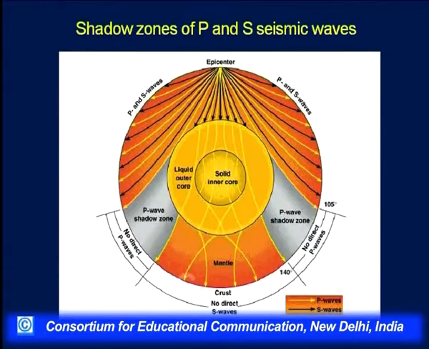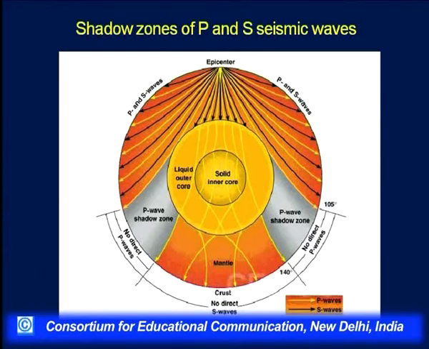So when we look at this diagram, which shows the shadow zones of primary and secondary seismic waves, I can explain here that on the top we can see the epicenter. Epicenter is the point which is located right above the focus of the earthquake waves. From the epicenter, we can see that the waves are moving in all directions, and these are the body waves, since they are traveling through the body of the earth.